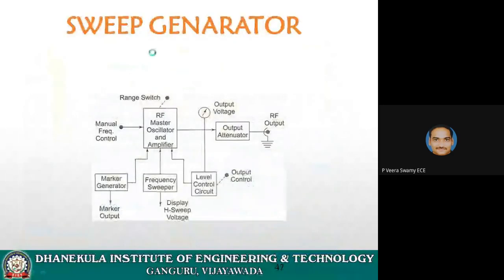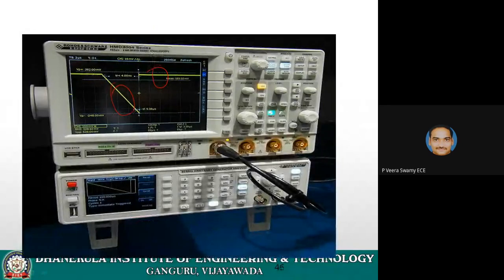So this is nothing but our today's class. In this class, we have completed 2 topics. First topic is, what is the name of the first topic? Random noise generator. The second one is AWG. In this hour, we have completed these 2.